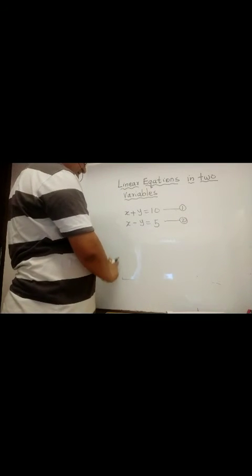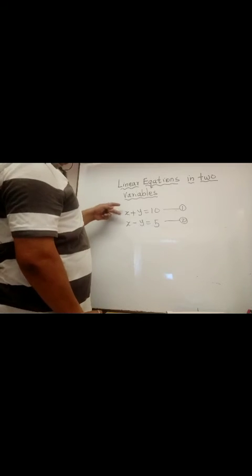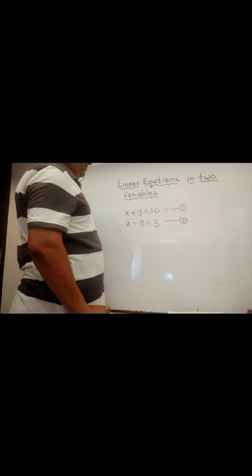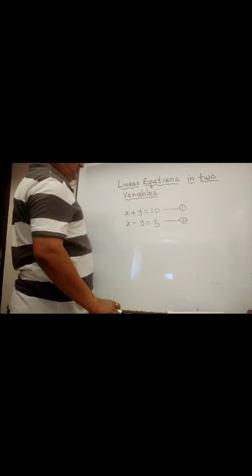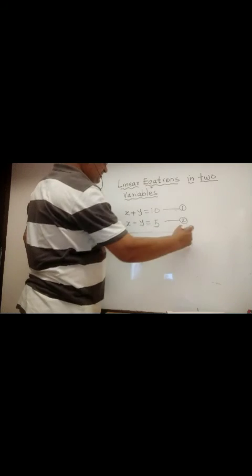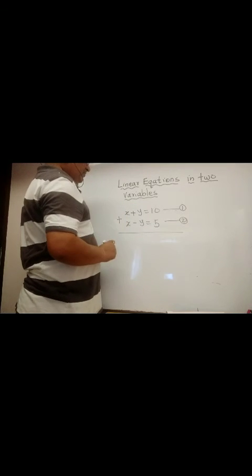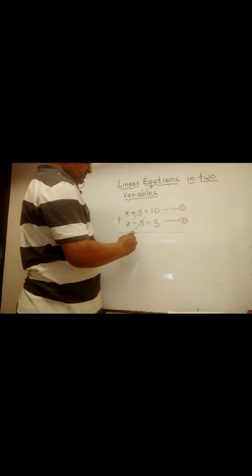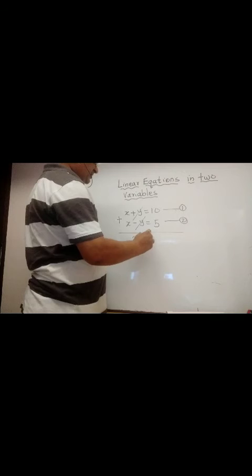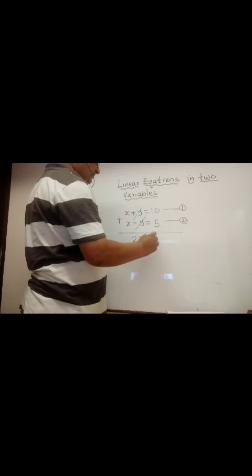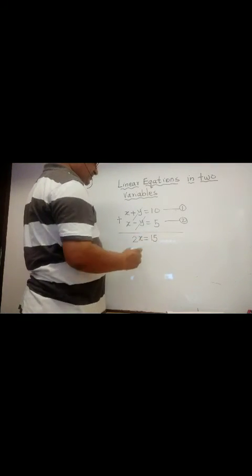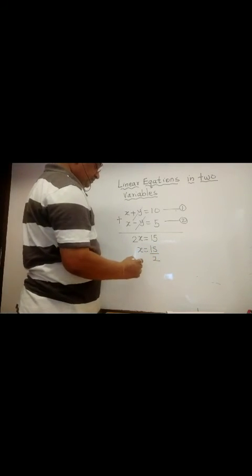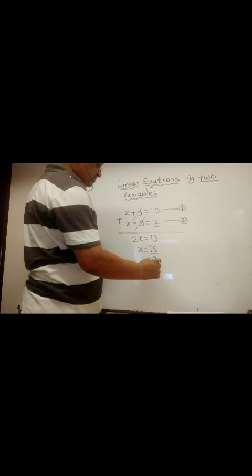Now carefully look at these two equations. In equation 1 there is a term y, in equation 2 there is a term minus y. When there are opposite terms in the given equations, directly add these two equations. When you add those two equations, plus y and minus y will get cancelled. What remains is 2x equal to 15. Therefore, x is equal to 15 upon 2, therefore x is equal to 7.5.